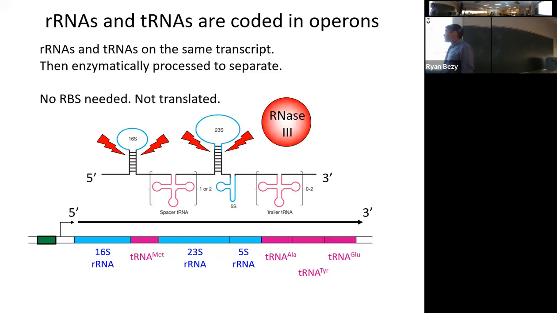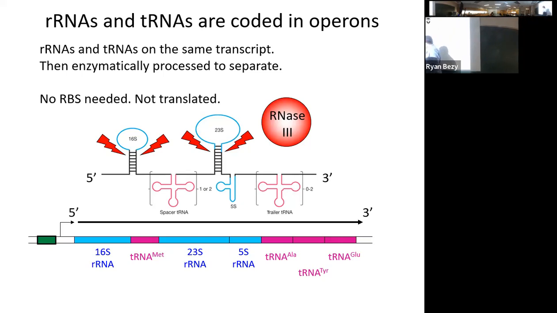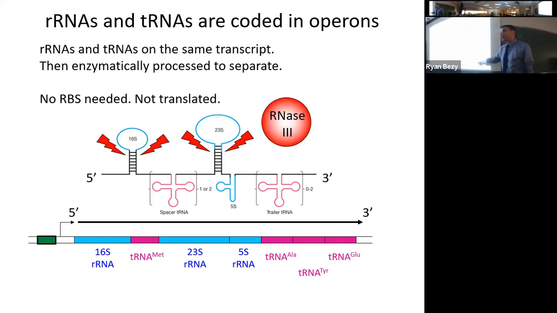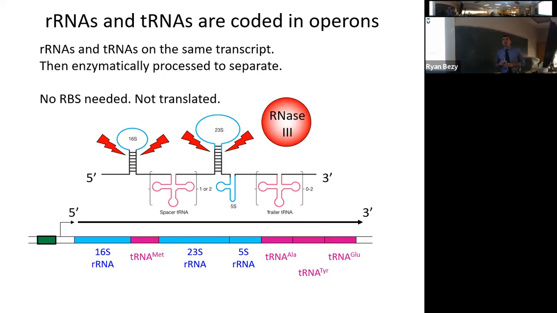Yes. So what happens is it's actually not translated by ribosomes. Instead, there's an enzyme called RNase 3 that comes in and cuts it apart. So it cuts here, here, here, here, here, here. So it cuts that RNA molecule so that you get separated 16S RNAs and tRNAs and the other ribosomal RNAs, for instance. So they're enzymatically processed in order to separate them apart. Questions about that?